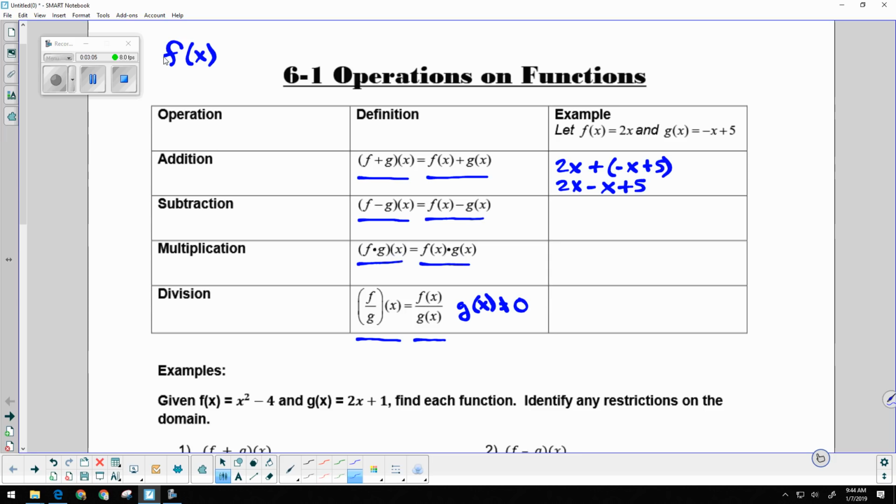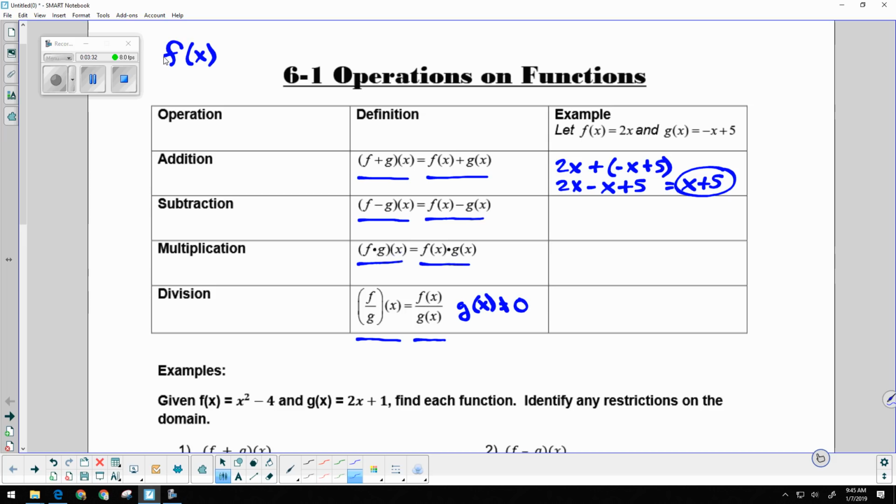Now this goes back to day 1 in August. Just combine your like terms. 2x minus x is x plus 5. There's our answer. When we're dealing with functions, get away from the belief that everything has to be a number. You could have expressions as answers like we do here. Okay, let's move on to subtraction.